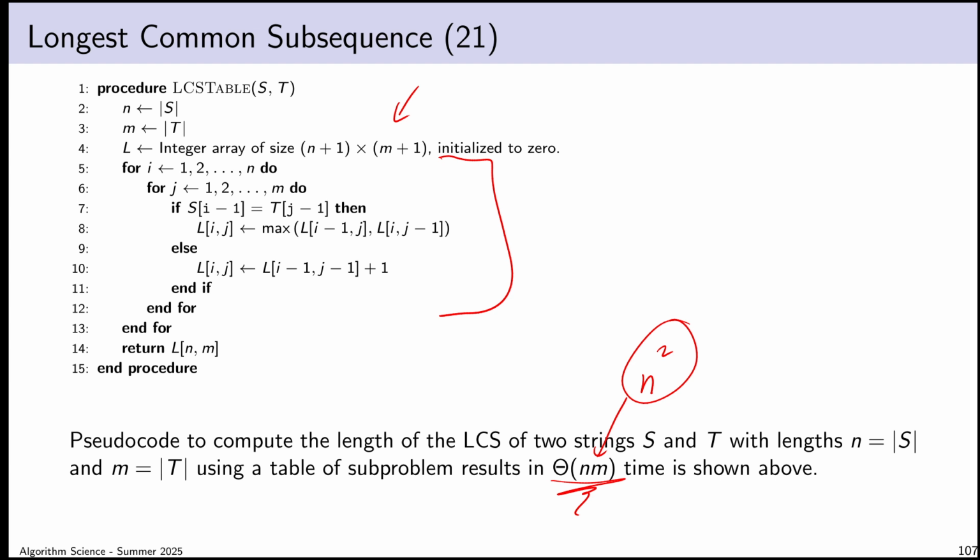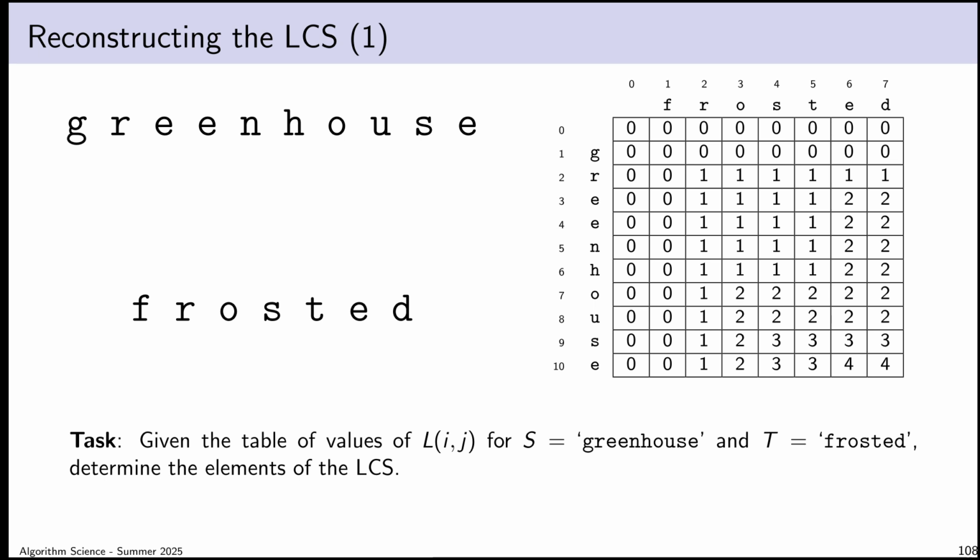But all it does right now is compute the length of the longest common subsequence. What I want is the sequence itself. And so that brings us to phase 2. Given the table of values for L and a particular pair of strings, so I have this pair of strings, I compute the table of values for L, give me the LCS, give me the actual sequence, not just the lengths of sequences, but the sequence itself.